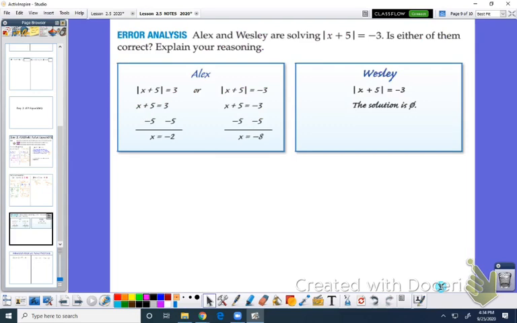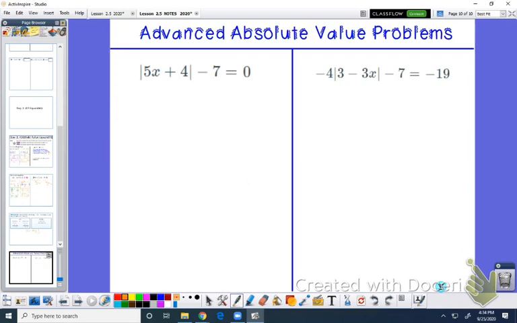I would like for you to try this error analysis. So you are to do this on your own. You try. You can stop the video and try it. Okay, and we're going to move to this next slide.